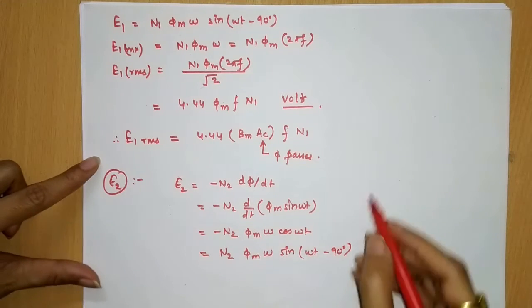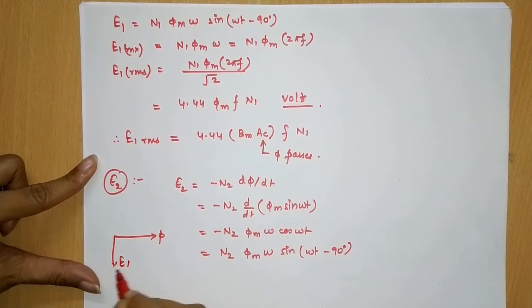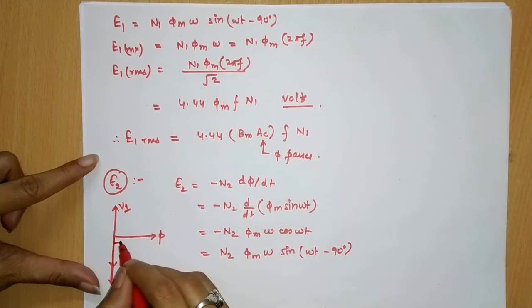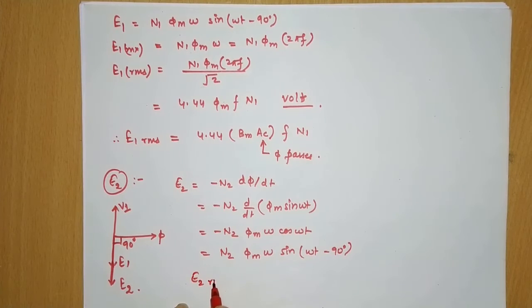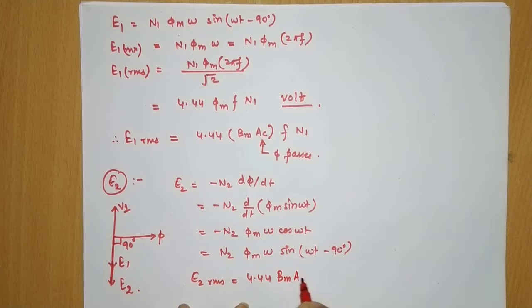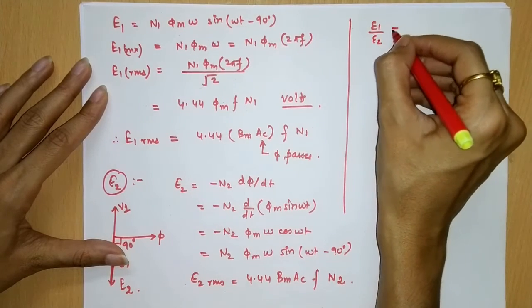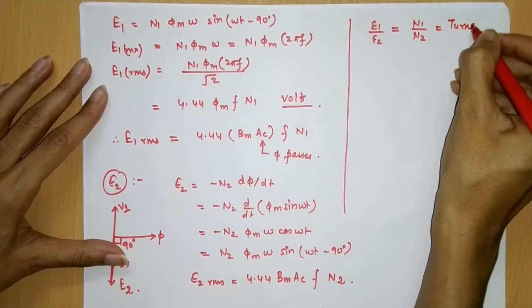Hence, we say that this is the main flux. This was E1. Therefore, E1 and E2 are in the same phase, together opposing the supply voltage. This is 90 degrees. Just as I wrote for E1, we can write E2 RMS is equal to 4.44 Bm Ac f N2. From these two equations, we can write E1 by E2 is equal to N1 by N2, which is the turns ratio.